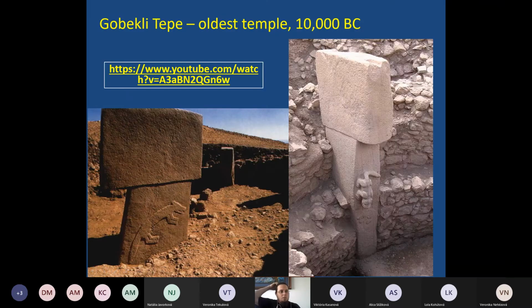And together with Çatalhöyük, Göbekli Tepe is another famous locality that was discovered, excavated, and it proved one excellent thing.